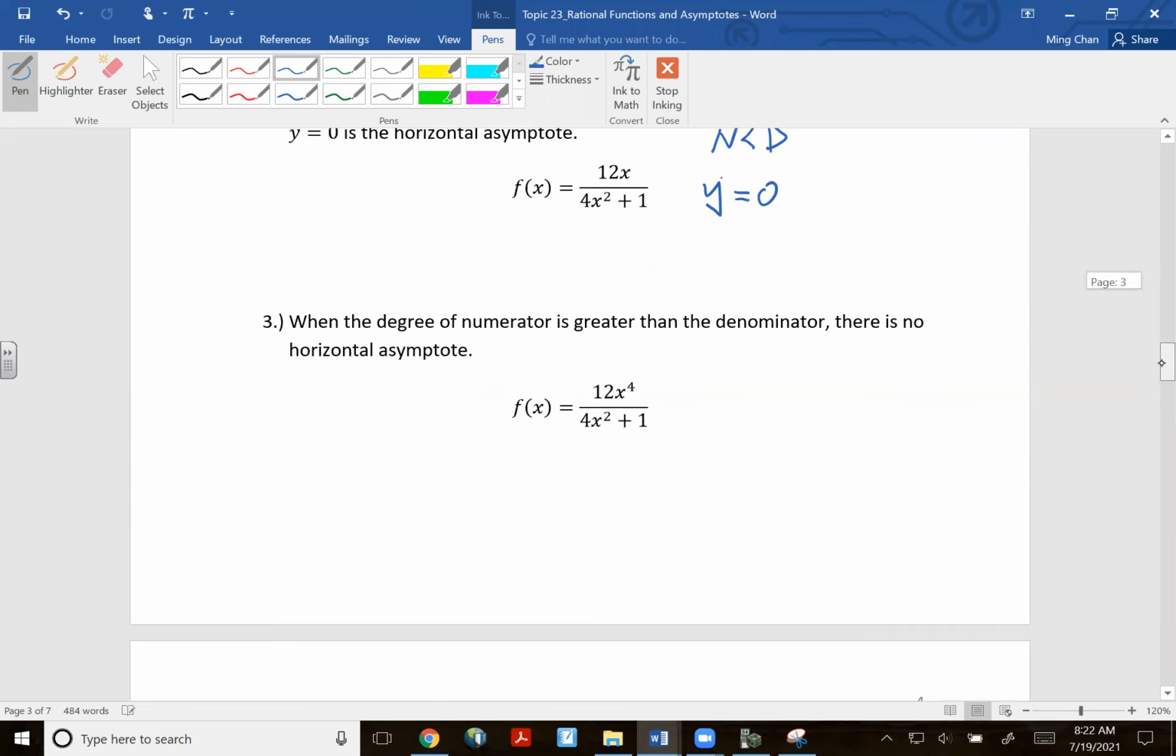I'll tell you that in just a minute. When the degree of the numerator is greater than the degree of the denominator, then there's no horizontal asymptote.